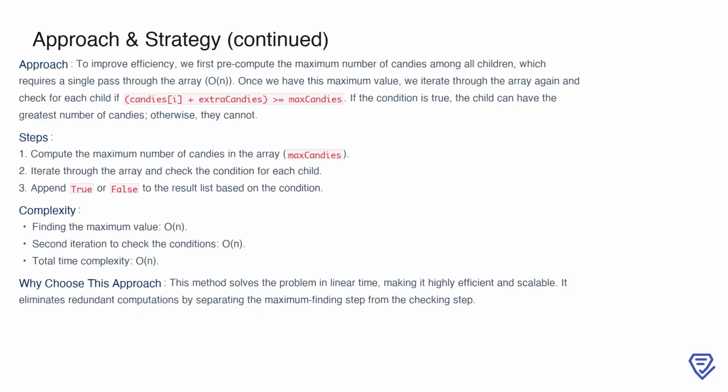This approach separates the maximum finding step from the condition checking step, ensuring that we only perform a single pass for each task. The overall time complexity of this method is n, because both steps, the pre-computation of the maximum and the iteration to check conditions, are linear in time. This makes the approach highly efficient and well-suited for larger inputs. By eliminating unnecessary calculations, this method not only improves performance but also simplifies the algorithm.